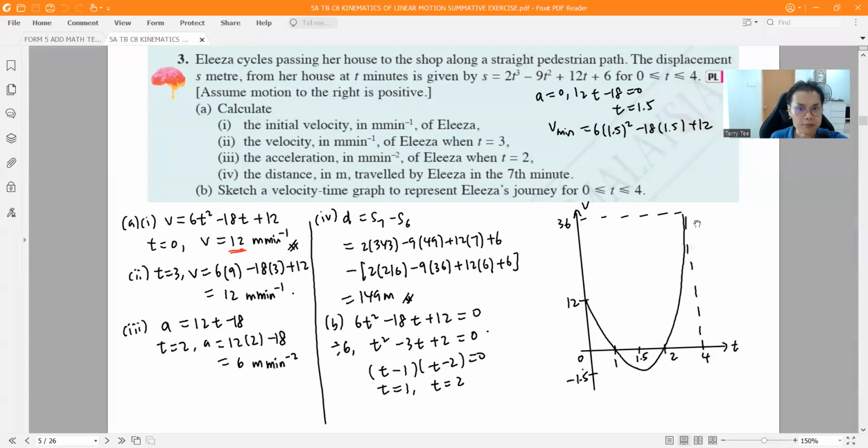Okay, so this is a velocity-time graph that represents Elisa's journey. So it might be ugly, but it's okay. Not the real issue. Okay, all right. So that's question number 3. I don't think it needs a lot of brain here. Okay, let's move on to question number 4.